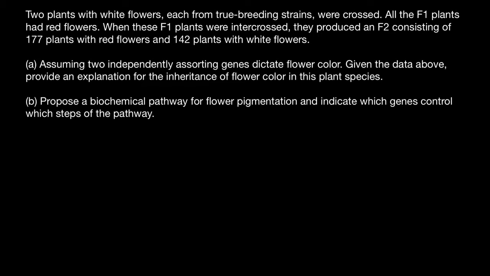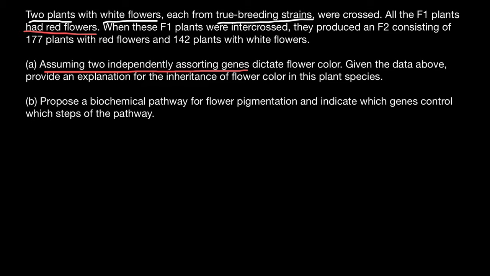What is important for us to know is that two plants with white flowers, each from true breeding strains, were crossed. All of the F1 plants had red flowers. And we also know that two independently assorting genes dictate flower color. So now we know that there are two genes, and that the parental generation are true breeding and have white flowers.